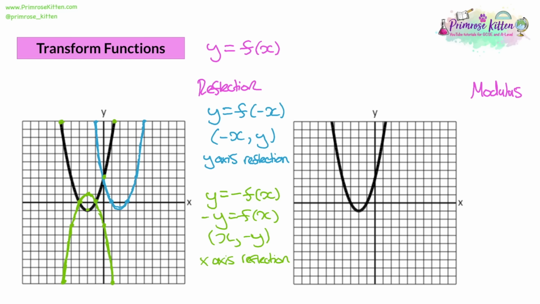So with the modulus, the first one we're going to look at is y equals f of modulus x. I'm using these lines to show the modulus symbol. What this means is that the x coordinates are going to be positive. So we're going to have a positive x and y is going to stay the same. So let's have a look at our graph. Where are the x coordinates positive?